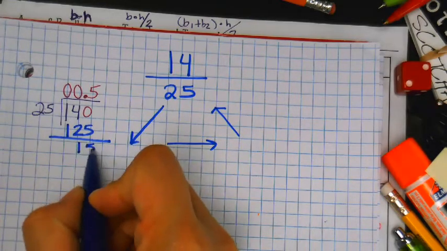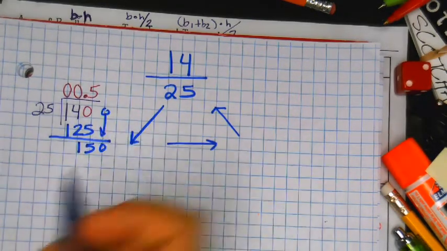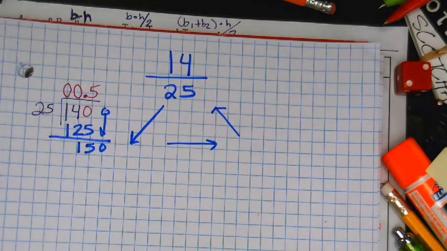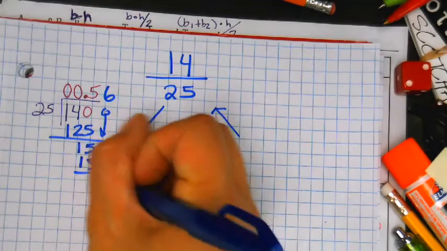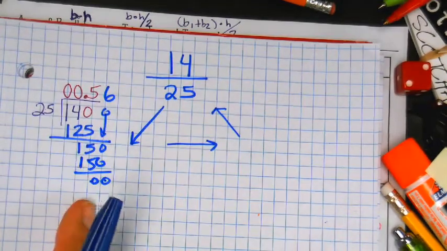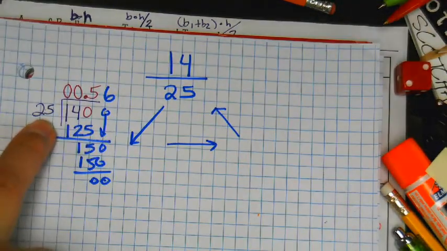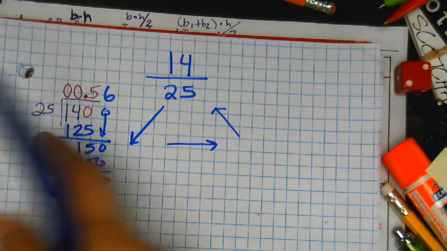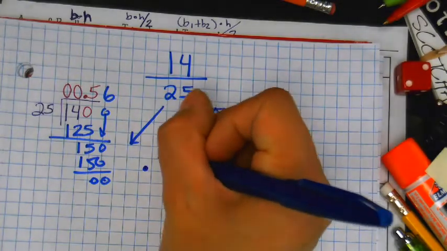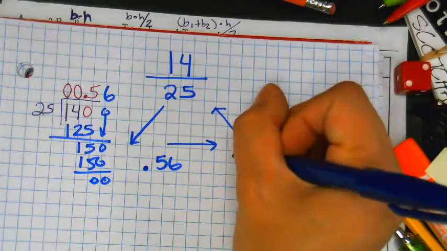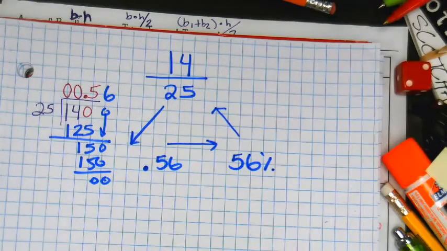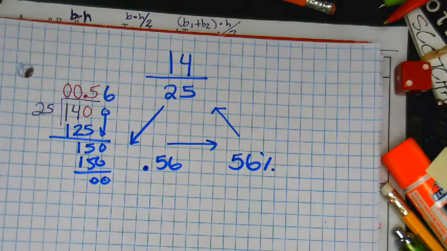What's my remainder? 15, right? Then you add a 0. Okay, so now I'm looking for $1.50. How many quarters in $1.50? 6. So even though we were dealing with pretty big numbers, I felt okay because I believe everyone in this classroom can add by 25 cents. You've all had experience with that. So my answer is 0.56. So what would be my percent? 56%.